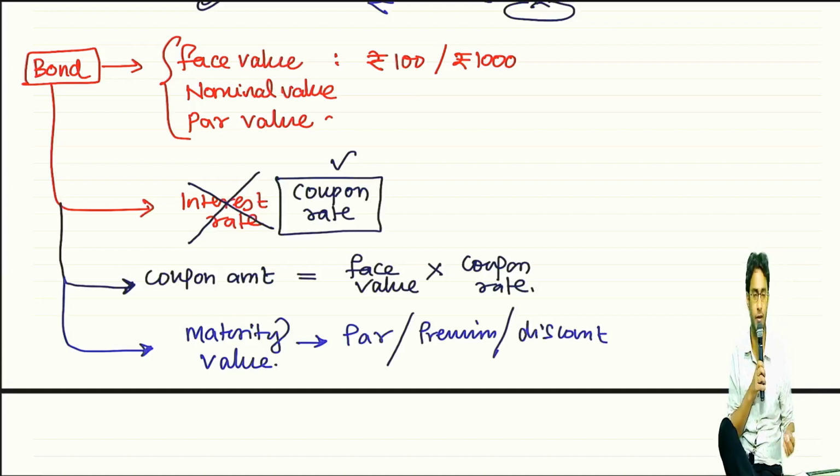Maturity can have, for example, the face value is 100. Redemption value also can be 100. It can be 105. It can be 95 also. It depends on case to case basis.